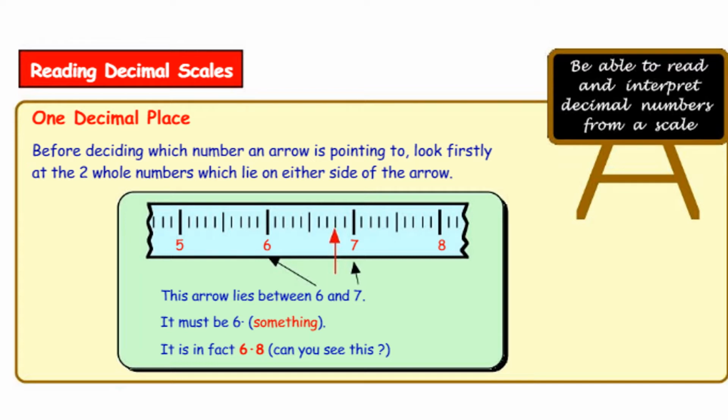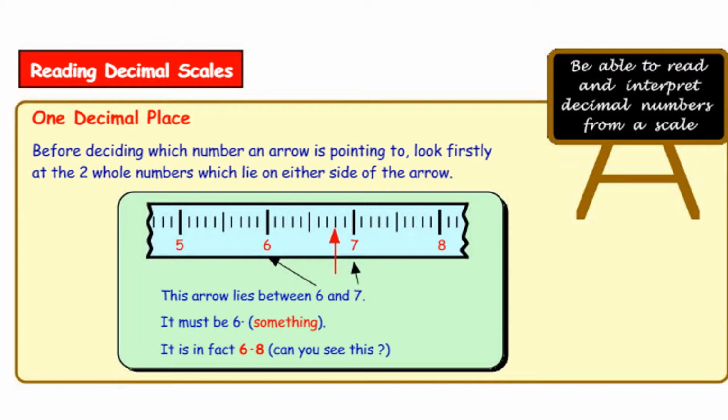So here we've got, let's read this. Imagine this is a ruler. It looks like a ruler. And the red arrow is pointing. Now what it says is, before deciding which number an arrow is pointing to, and that is the red arrow here, we're going to first look at the 2 whole numbers which are on either side of the arrow. So if you notice, there's a black arrow pointing at the 6 and a black arrow pointing at the 7. So the number that we're looking for is between 6 and 7. That means that it's bigger than 6, but it's smaller than 7. So it's not going to be 7 point anything, it's going to be 6 point something.